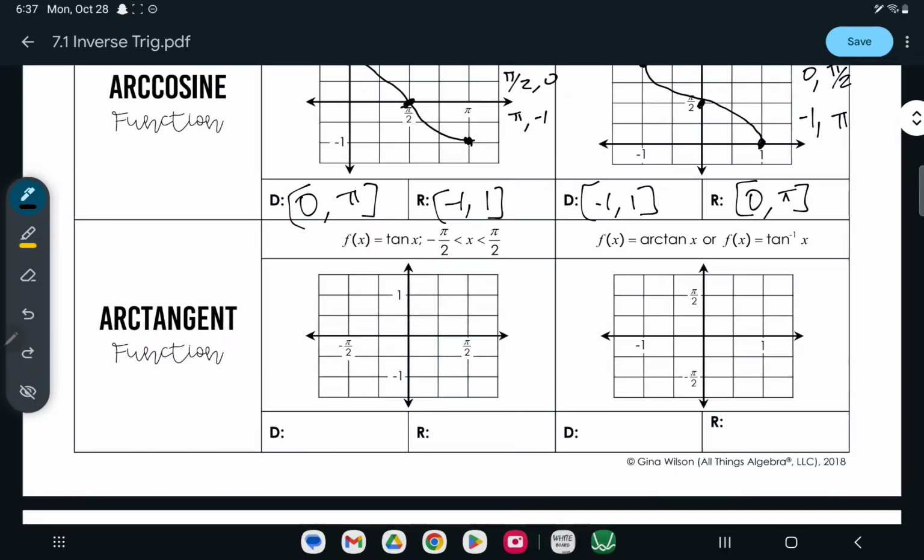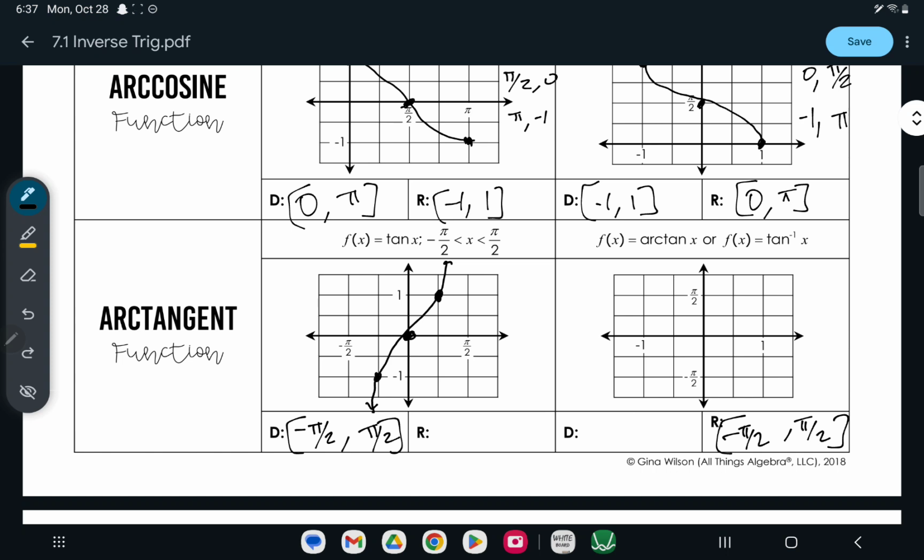All right, tangent. Negative pi over 2 to pi over 2, which we know is the domain here. Negative pi over 2, pi over 2. And then for tangent, we've got 0, 0. At pi over 4, we get 1. And at negative pi over 4, you get negative 1. So tangent looks something like that.